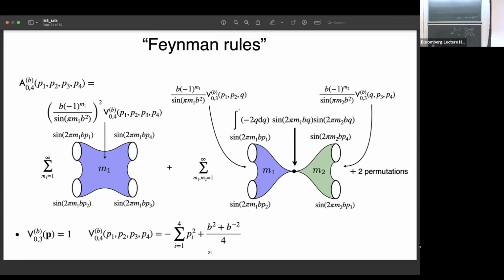Note that b times p was real. For the internal vertex, I also get the sine, but I need to integrate over it. And each vertex over here gets this contribution, which is proportional to the quantum volume of the Virasoro minimal string. In this case, I just gave you these two expressions. V 0,4 was this polynomial, and V 0,3 is just one, because this is a three-punctured sphere basically. Whereas here it's a four-punctured sphere, so it gets V 0,4.